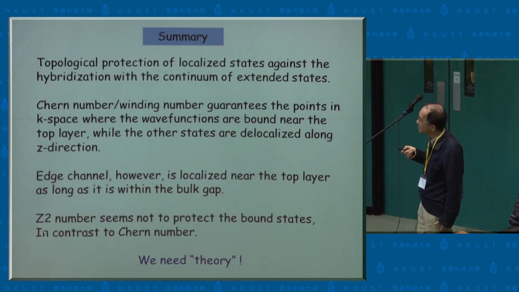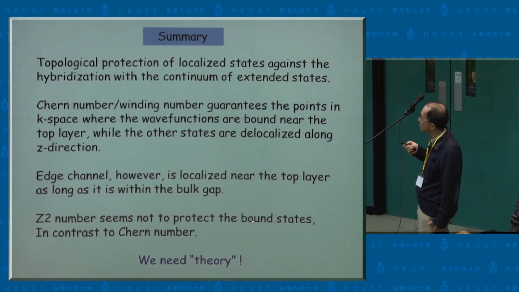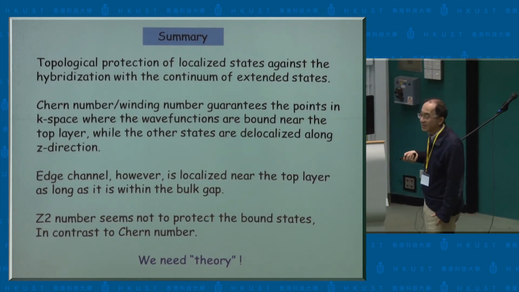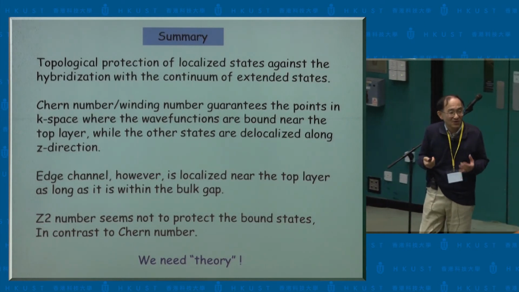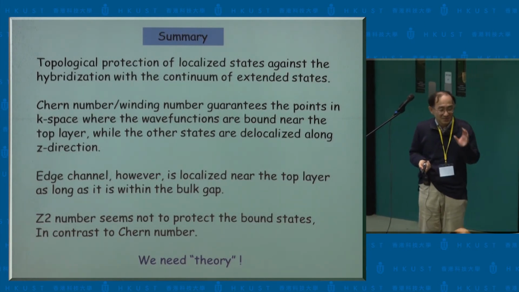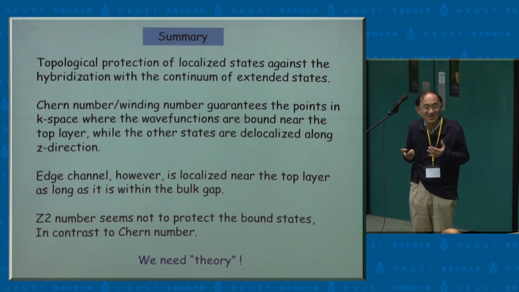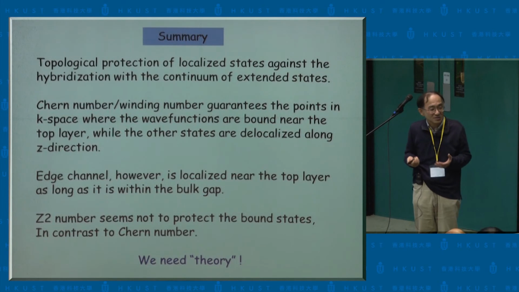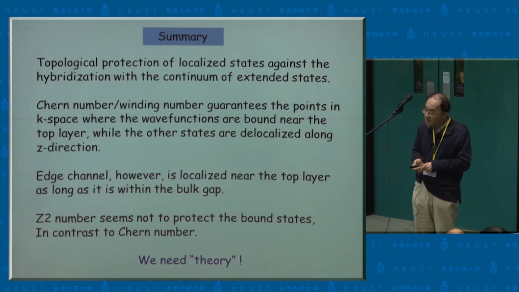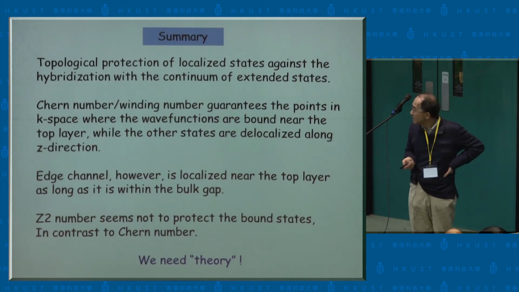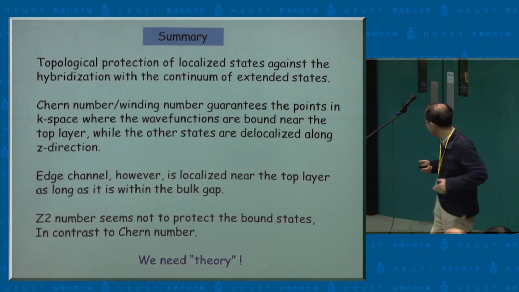So lastly, the Z2 number seems not to protect the bound state in contrast to the Chan number. So I just gave you our numerical results and some considerations, but we do not have theory for this. So there must be some rigorous theoretical framework to describe this hybridization problem. So thank you very much for your attention.